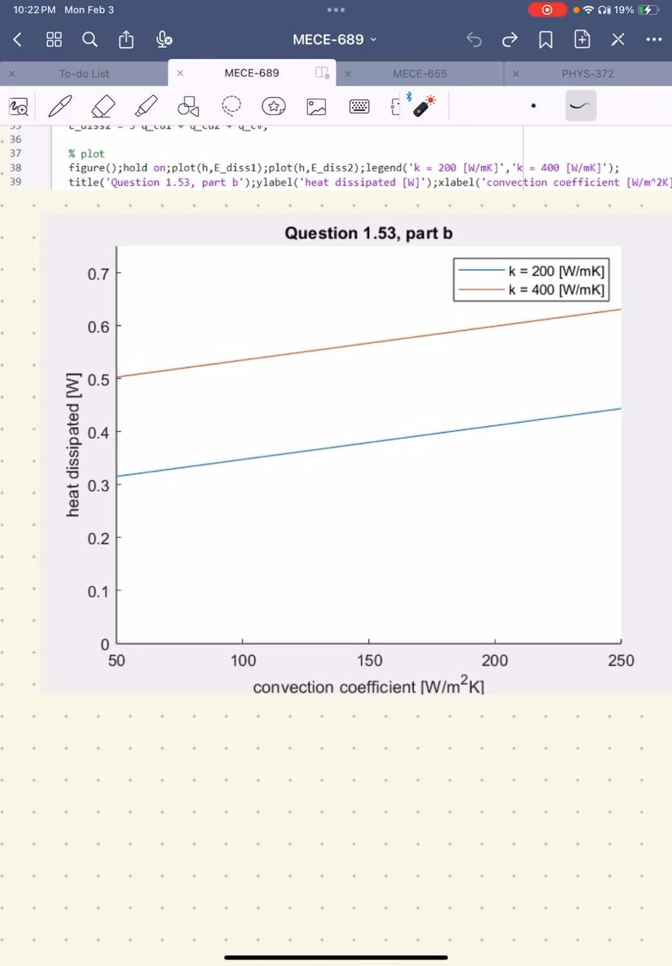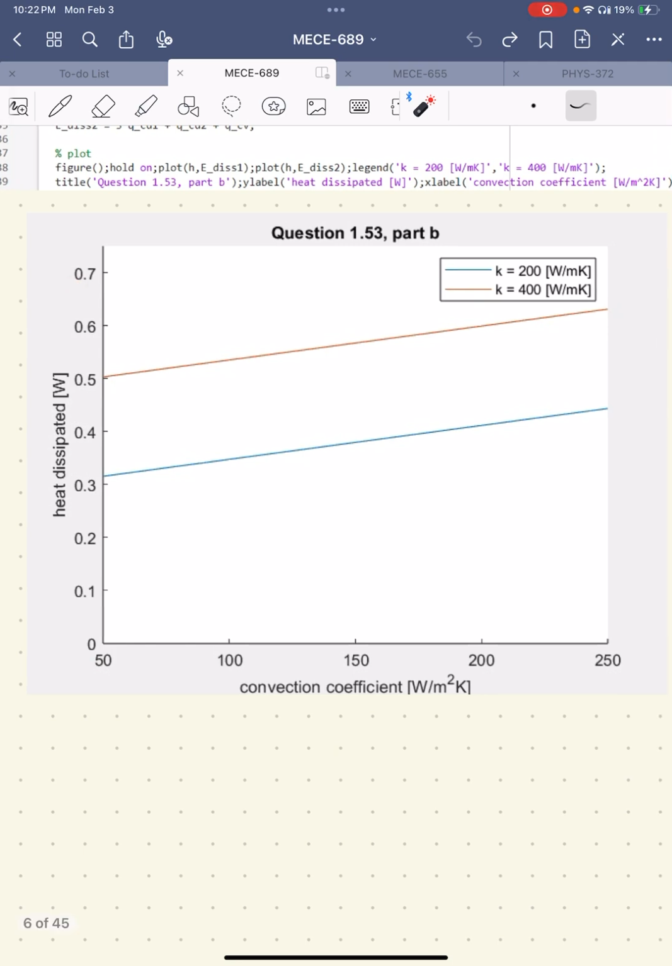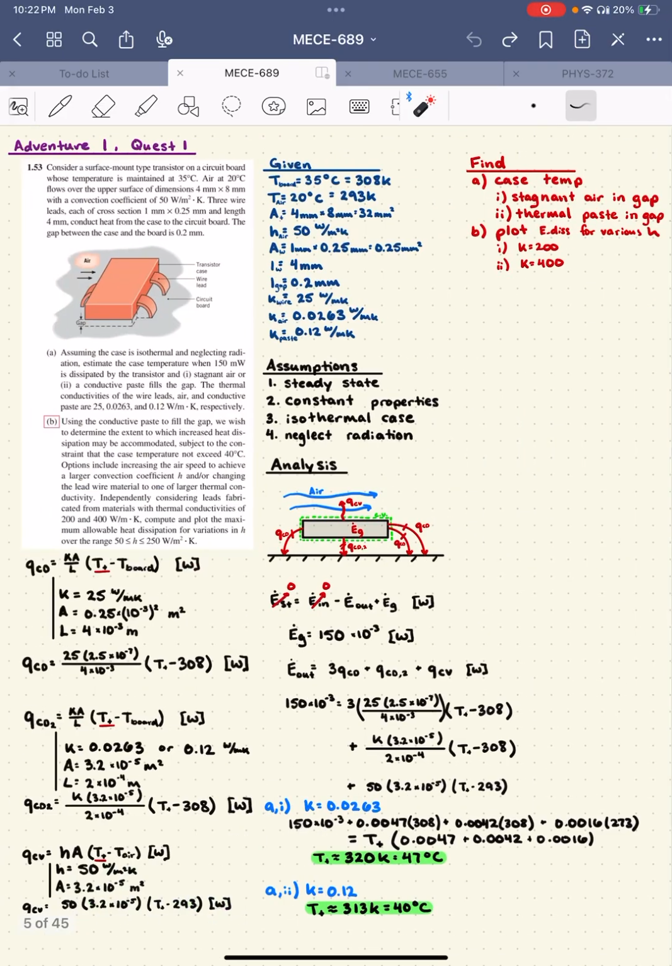On the x-axis you have the convection coefficient, or h, between 50 and 250, and on the y-axis you have heat dissipated in watts between 0 and around 0.7. And then we have two linear plots here, so k equals 200 and k equals 400 in red, that are increasing slightly as you increase h. And so that is my solution for question 1.